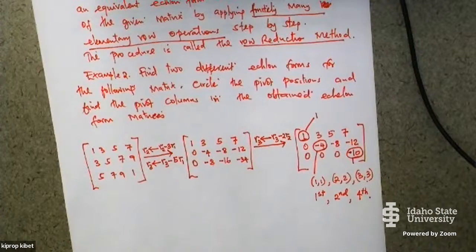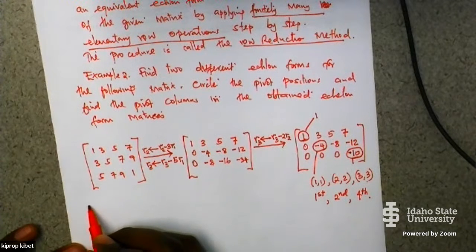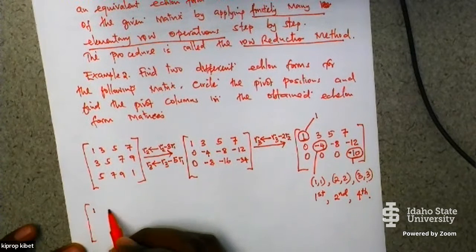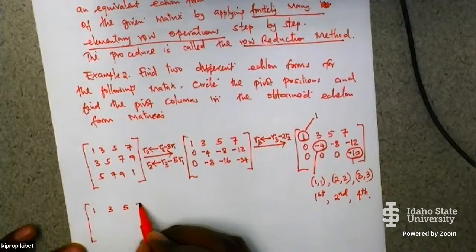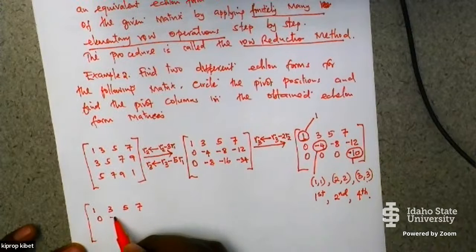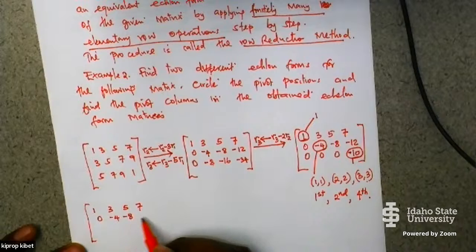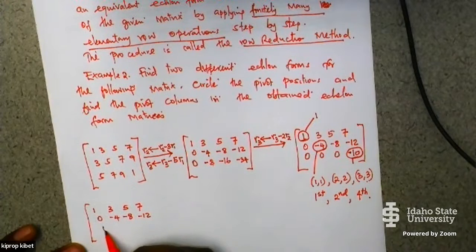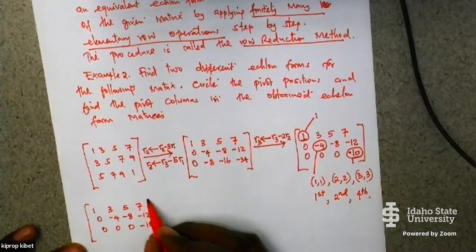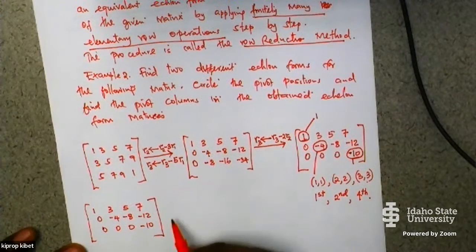So those are the pivot positions and the pivot column. Now, this is the first one. Again, we can reduce this matrix. So we have 1, 3, 5, 7, and then 0, -4, -8, -12, 0, 0, 0, and then -10. So we can reduce this matrix again.